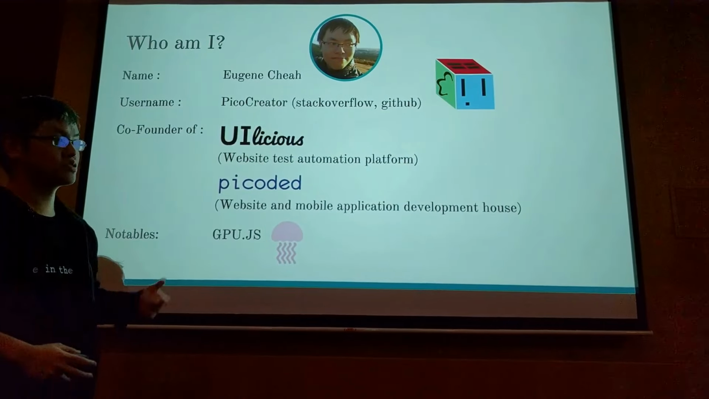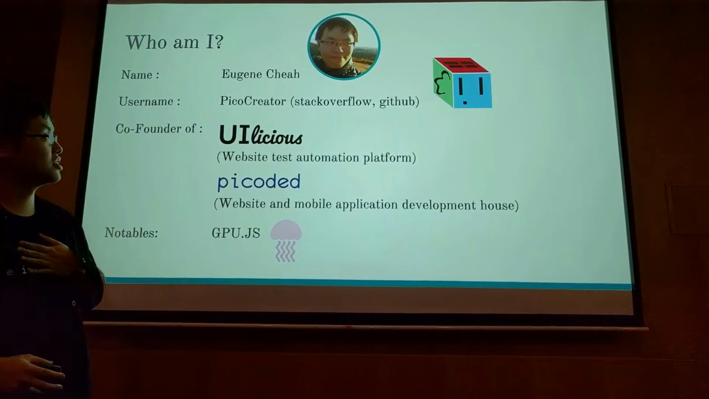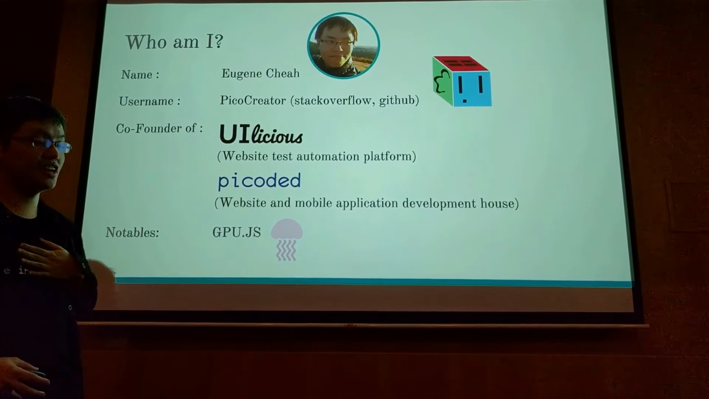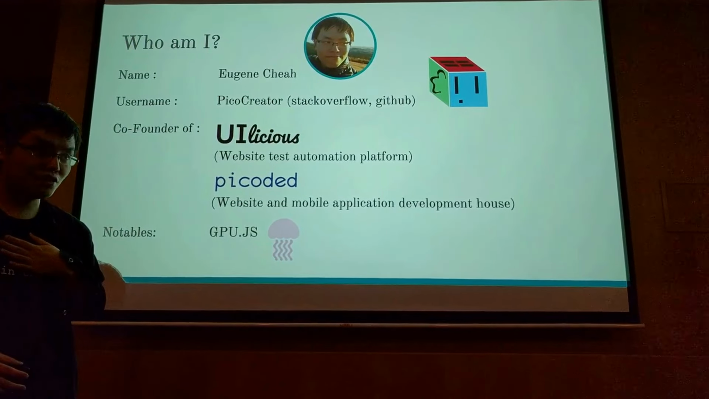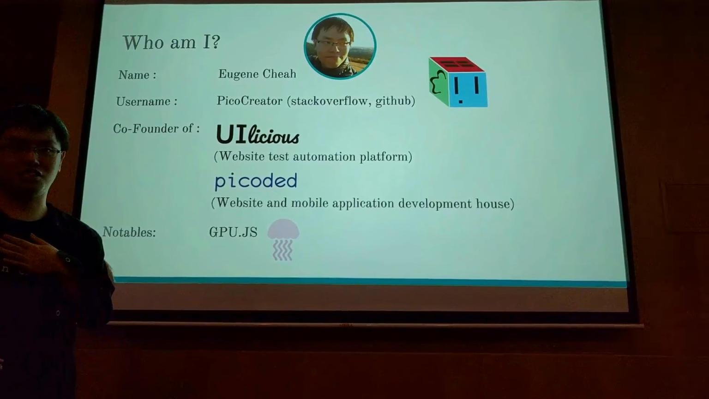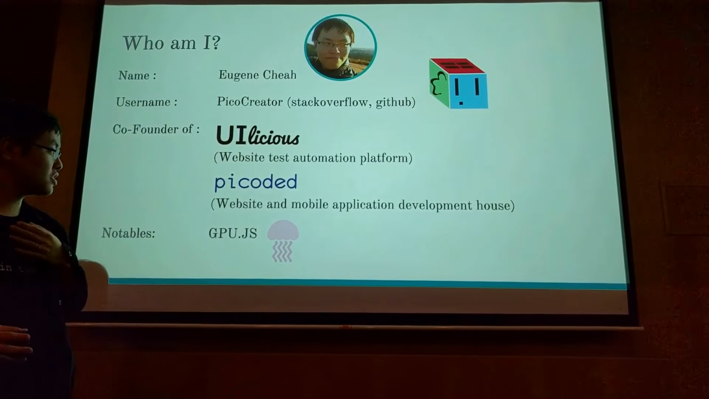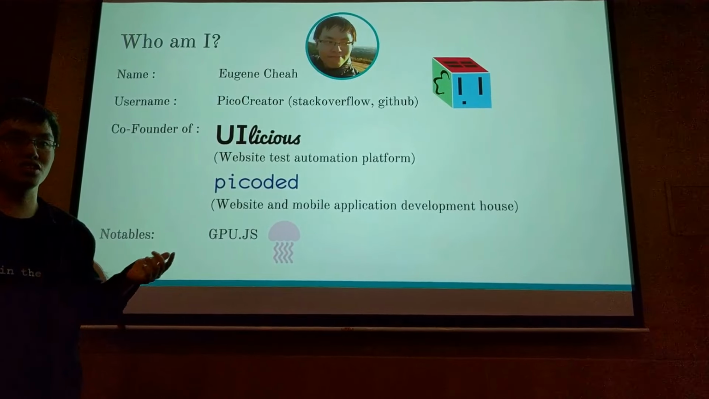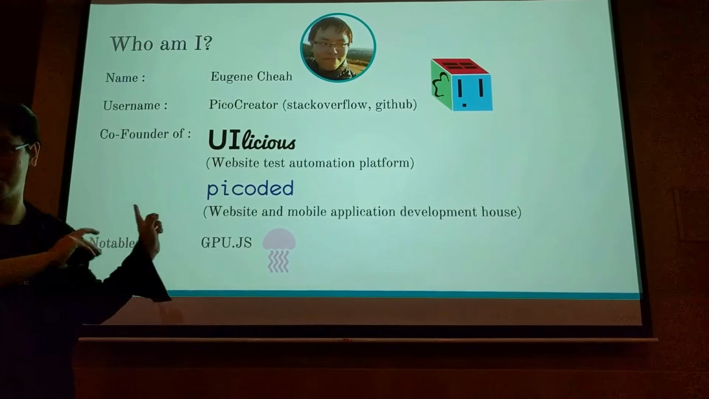So yeah, quick run through of who I am. I'm Eugene. I go by the username Pico Creator in various places like Stack Overflow, GitHub. I co-founded UIDishes, which is a web test automation platform. So if you create a website and you want to test it, you can use us. We have a free tier. I also run a web dev house, Picoder. And the interesting thing about me is I'm also one of the co-creators of GPU.js. So if you want to run JavaScript on GPU, you can look it up. I'm not talking about this though.